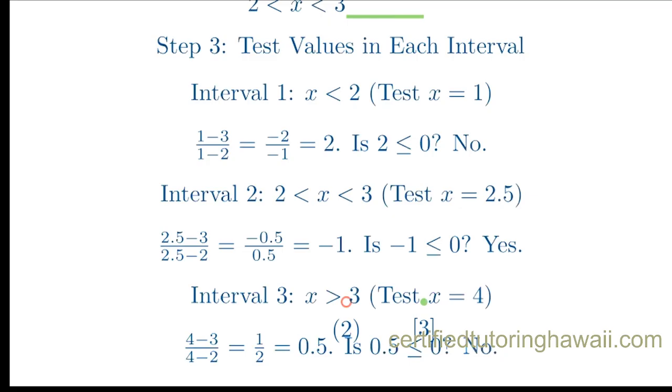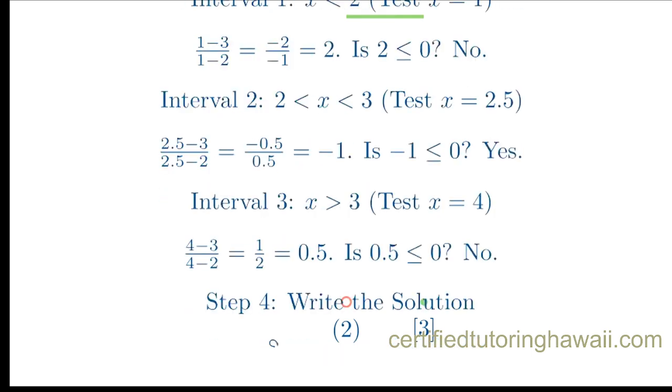Step 4. Write the solution. The only interval that satisfies the inequality is between 2 and 3. In interval notation, our solution is from 2 to 3, with a parenthesis at 2 and a bracket at 3. This means x is strictly greater than 2, but less than or equal to 3.